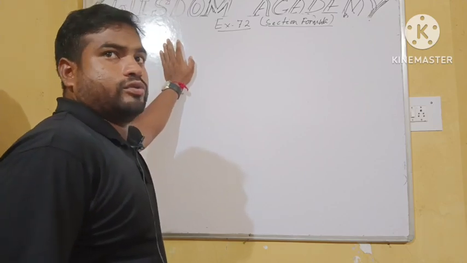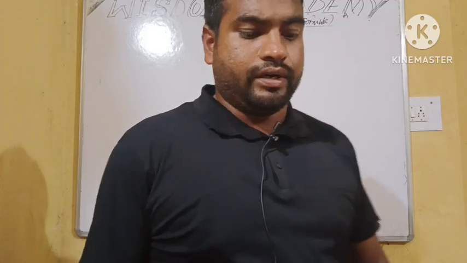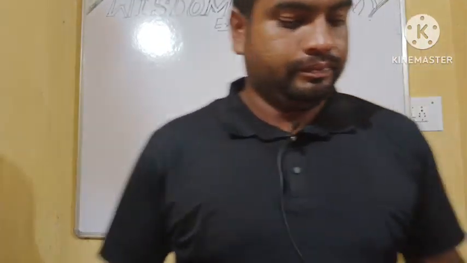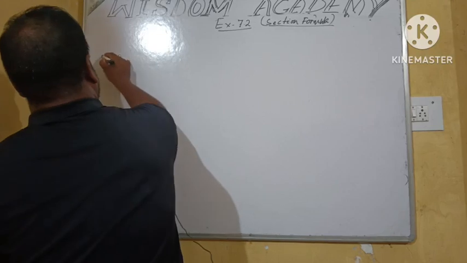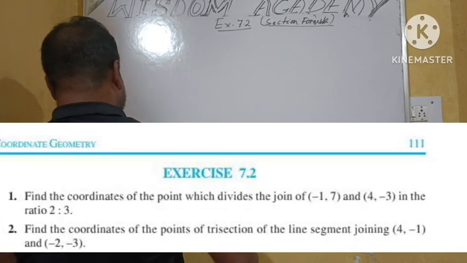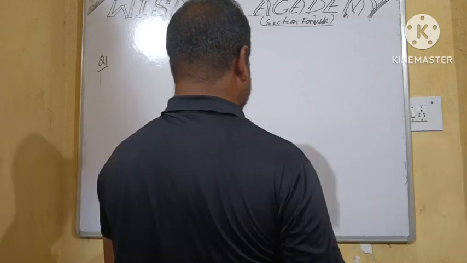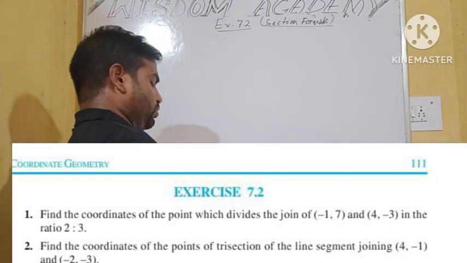Today I am going to solve question number 1 onwards. Question number 1, write down. Find the coordinates of the point which divides the join of the line (-1, 7) and (4, -3) in the ratio 2:3.